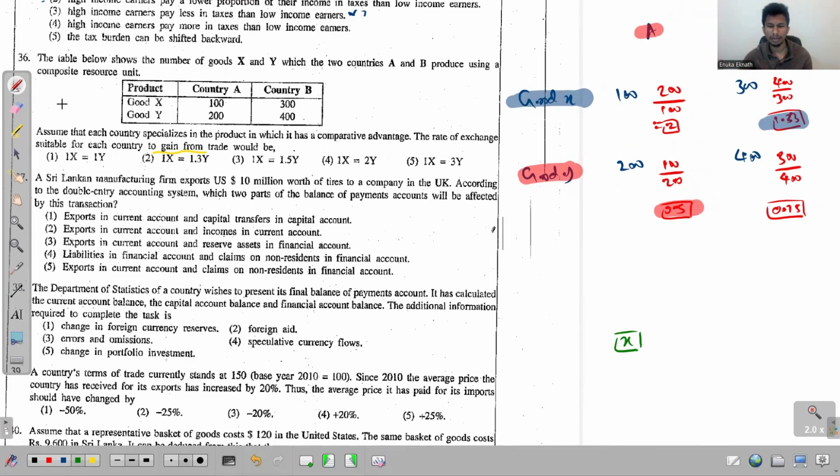Internal exchange ratio: 1 unit of good X equals 1.33 units of good Y. If they engage in international trade, for 1 unit of good X, they at least expect 1.33 units of good Y. But if you look at the other country A, the opportunity cost of producing this good X is 2 units of good Y.